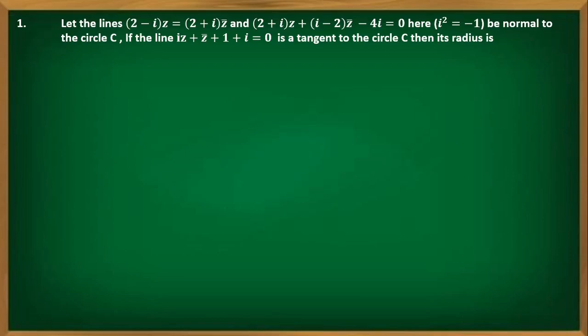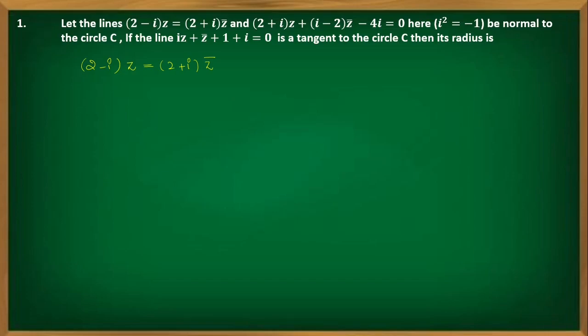Now you see, here we have the first question. Let the lines, so what is the first line given here? (2 minus i) z is equal to (2 plus i) z bar. So this is the equation of the line given in terms of complex numbers. If you are confused with complex numbers, simply you can convert this into Cartesian form. So how will we convert this?